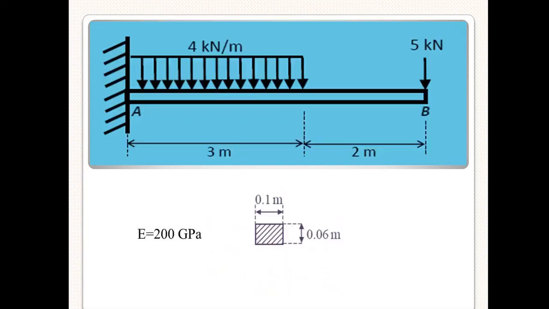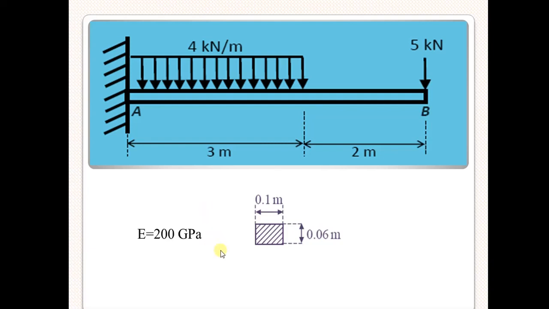So this is the cantilever beam which is loaded by the point load of 5 kN at the free end and also having the UDL 4 kN per meter. The length of the beam is having total 5 meter span. The cross section of beam is a rectangular cross section having dimensions 0.1 meter by 0.06 meter and the value of E is 200 GPa.